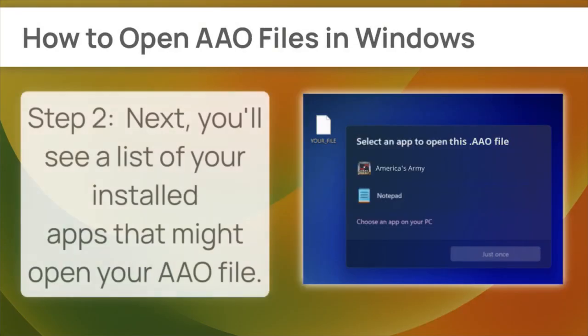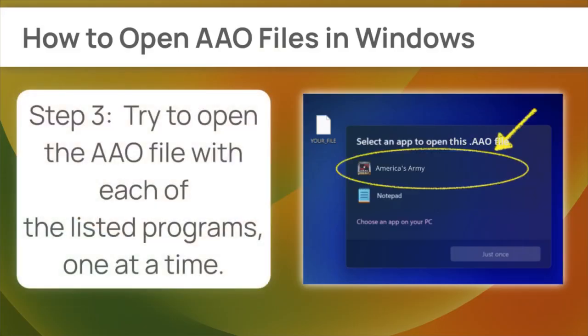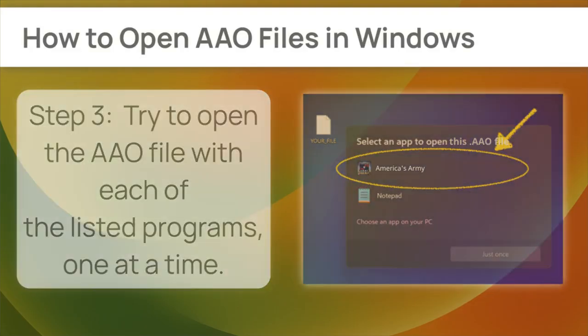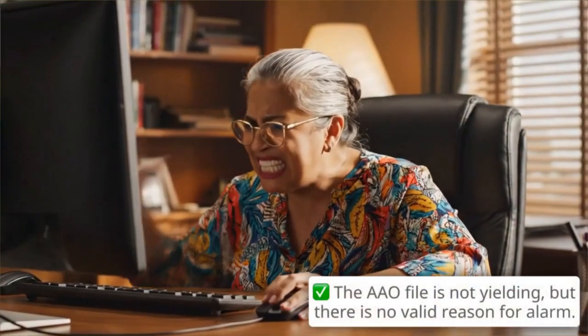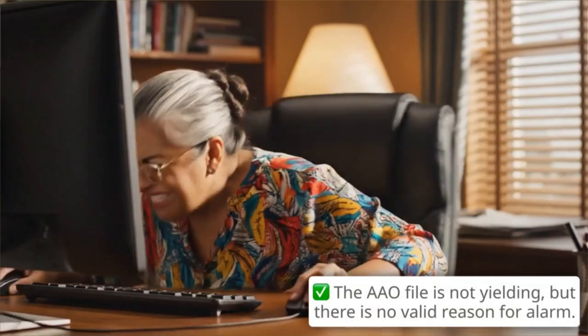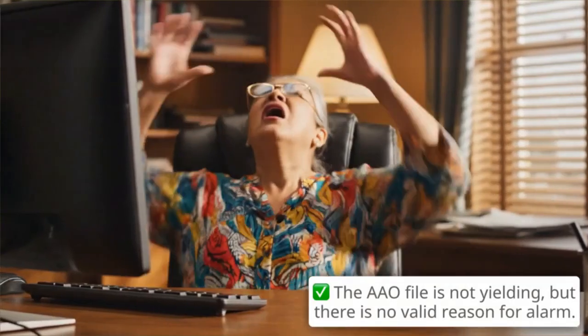Right-click your AAO file, then click Open With. Test America's Army if you see it. If it fails, select the next program. This systematic testing is key. If your AAO file will not open, do not worry. Failure of the main program tells us the AAO error is systemic. Let's not waste time. Here are 3 essential steps to troubleshoot the file right now.